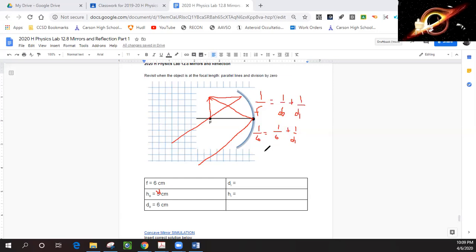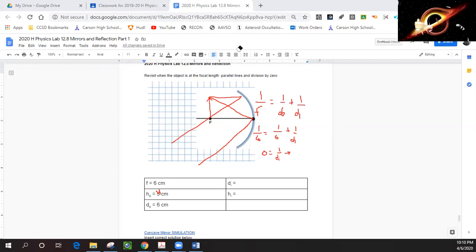If I do the math here and try to solve for DI, I see that 0 is going to equal 1 over DI. The only way this can happen is if we have a problem here. We have a 0, and this presents a division by 0 situation. So for this to work out, this implies that the distance of the image has to be at infinity.